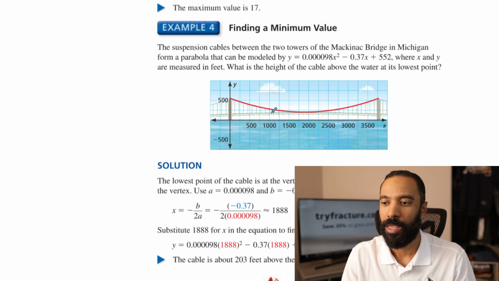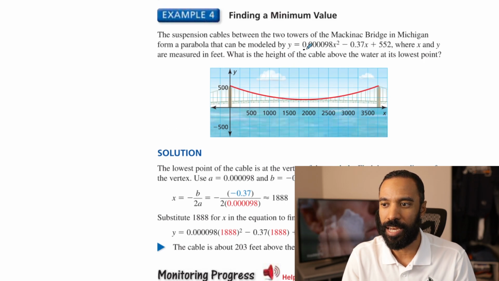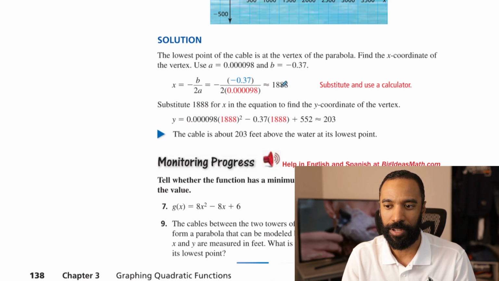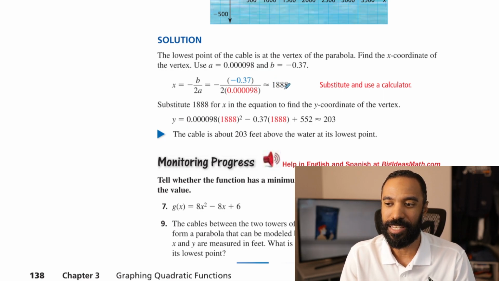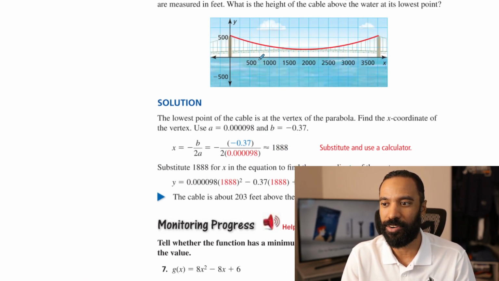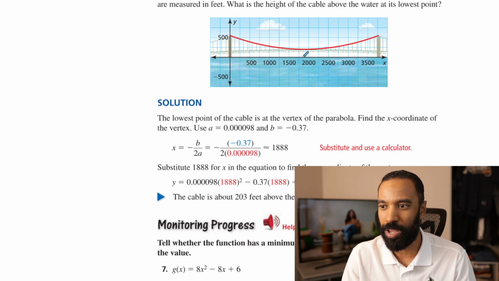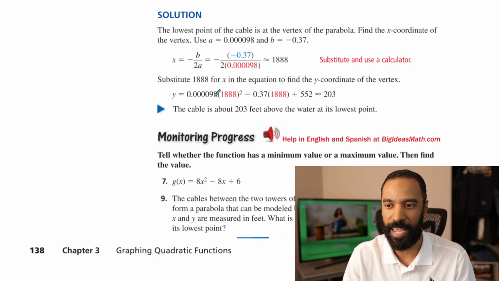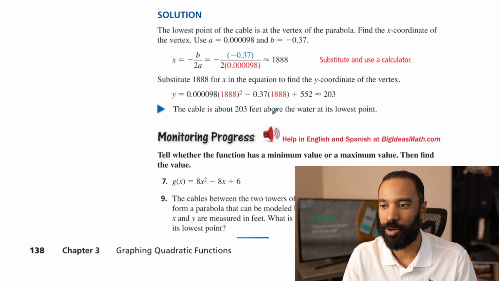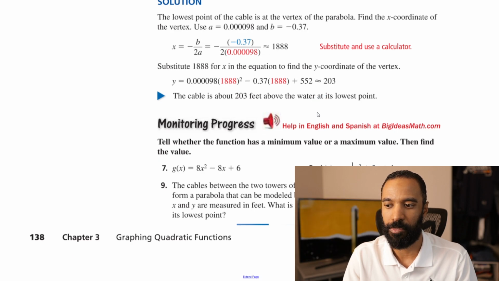How tall is it? So we do find the x value here using negative b over 2a, and they're rounding for us. I don't know if I would prefer rounding yet. I'm going to not round early, but it's 1,888 feet, which means 1,888 feet into the bridge we're going to find our minimum. But the minimum itself, what's the y? Substitute 1888 into here. I'm not going to work out what those are, but that's approximately 203 feet. 203 feet above the water is at its lowest point. Okay.